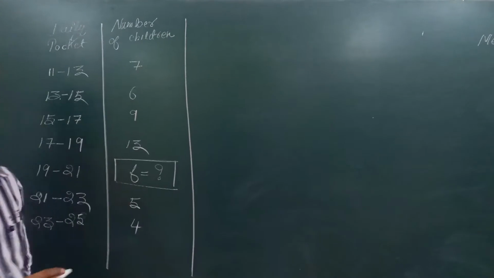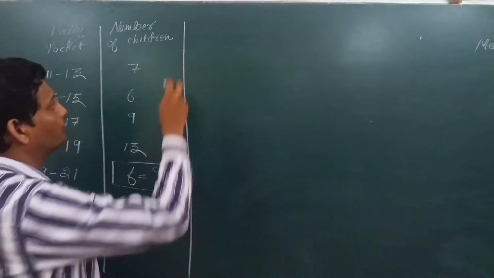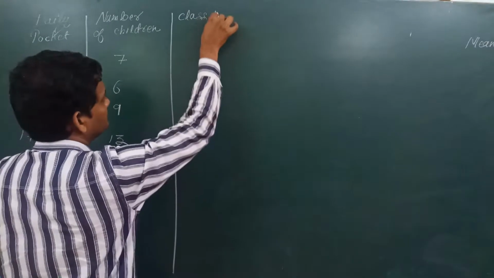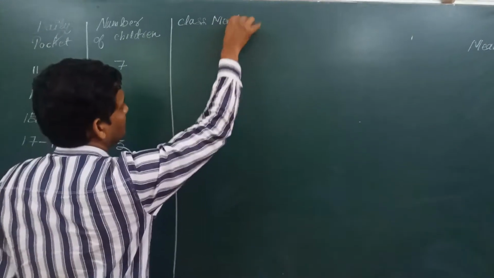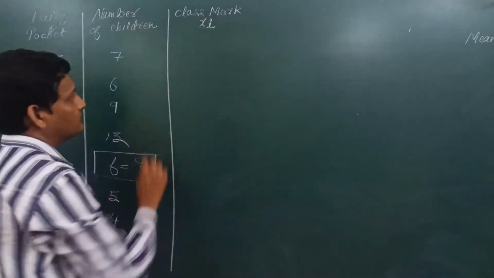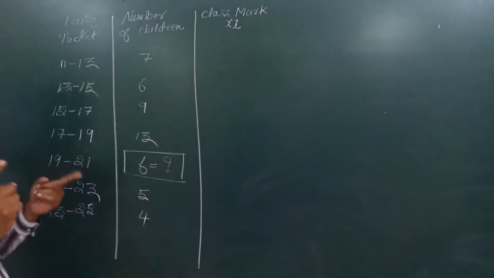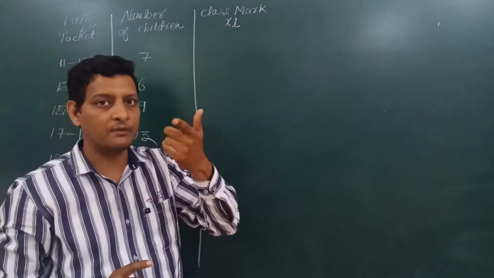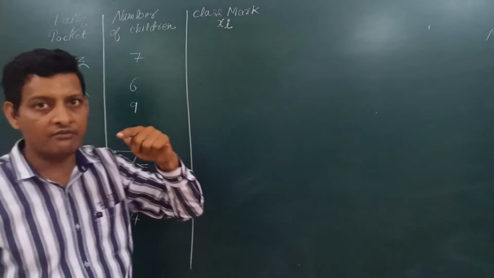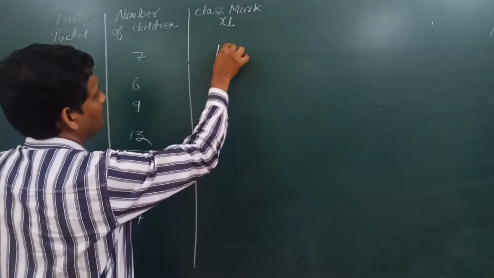So, bachchon, shuru karte hain. So, sabse pehle, I am going to convert this class interval into mid value. Is it clear, bachchon? Jisko we also call class mark, okay, and this class mark is denoted by xi. So how to get xi? You have to add this lower limit and upper limit, and after addition you have to divide by 2. So 11 plus 13, kitna aaya bachcho? 24. 24 divided by 2, it is 12. So 12 is this mid value.